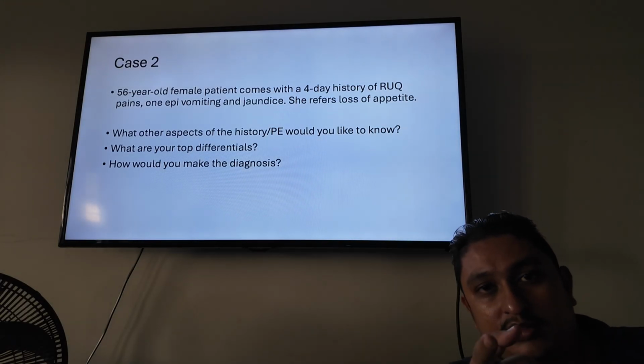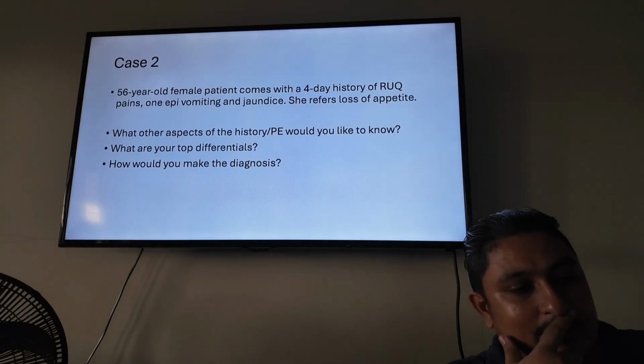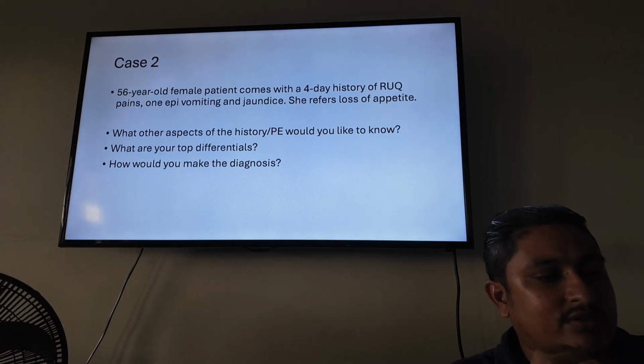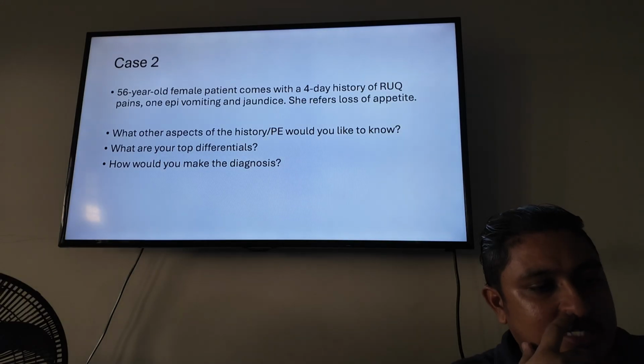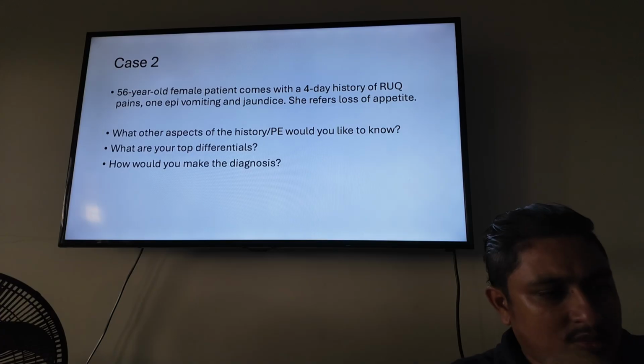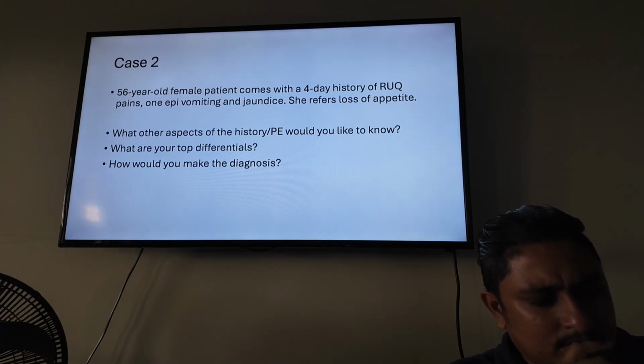You got a 56-year-old female patient, comes with a 4-day history of right upper quadrant pains, 1 episode of vomiting, and jaundice. She refers loss of appetite. What are the things you want to know?